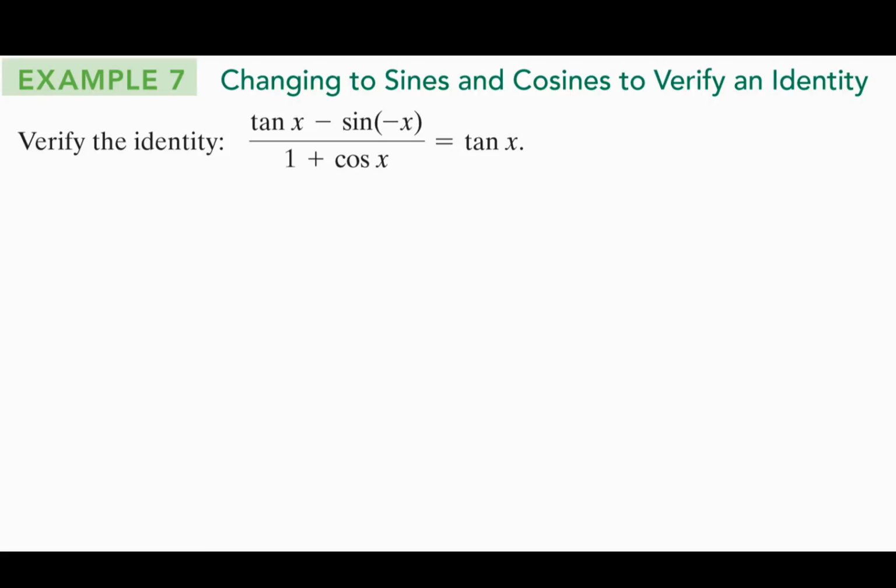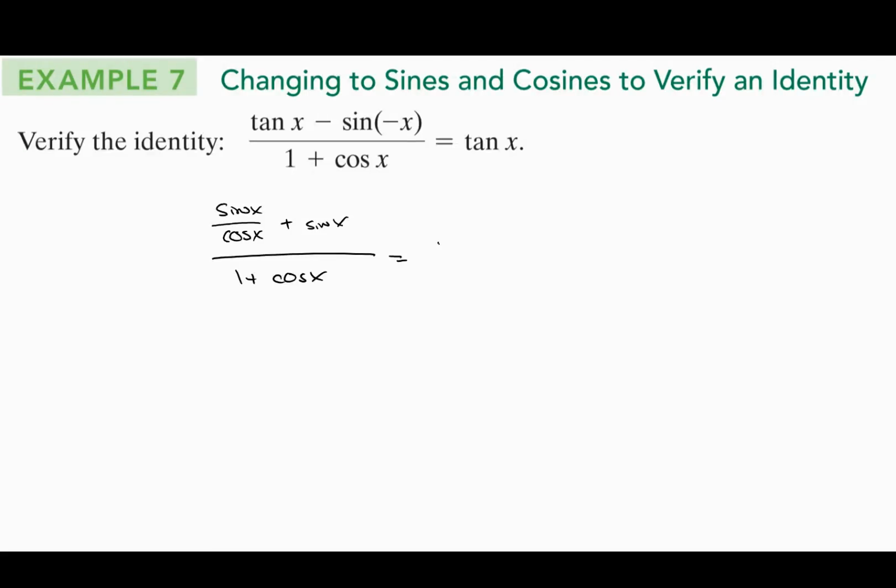Here's one where we have to use our even odd identities. Okay, so let's start this by changing everything to sines and cosines. So tangent is the sine over the cosine. This negative with sine could come out front because it's odd, and that changes to a plus sign over 1 plus the cosine of x.